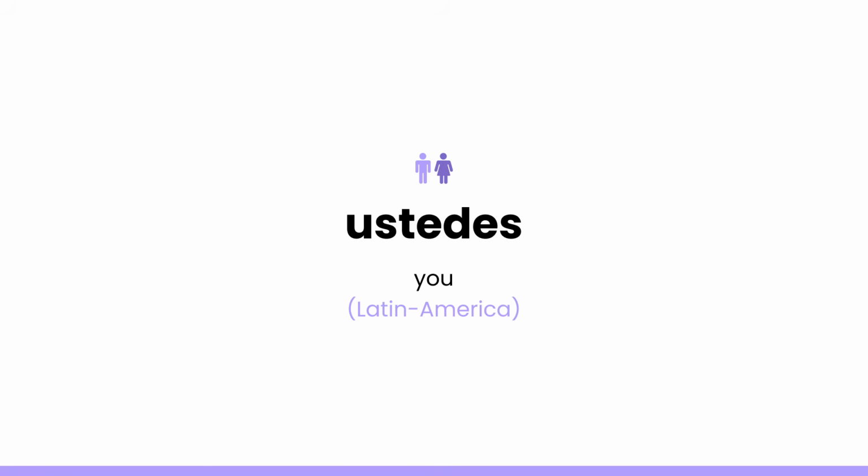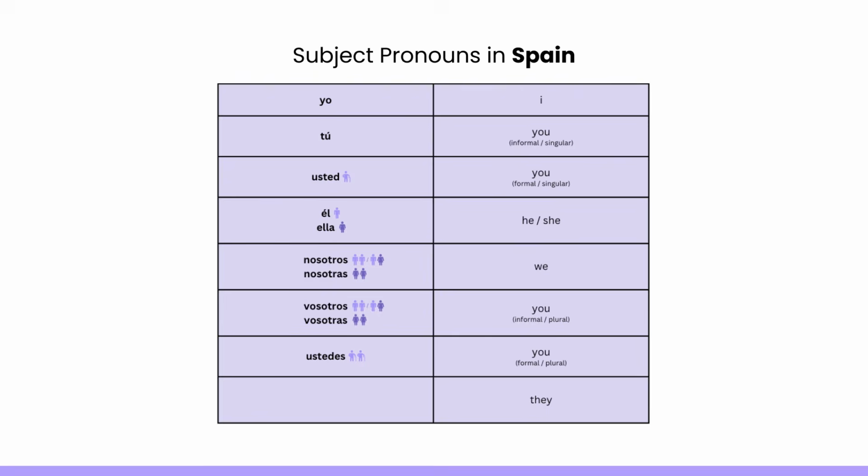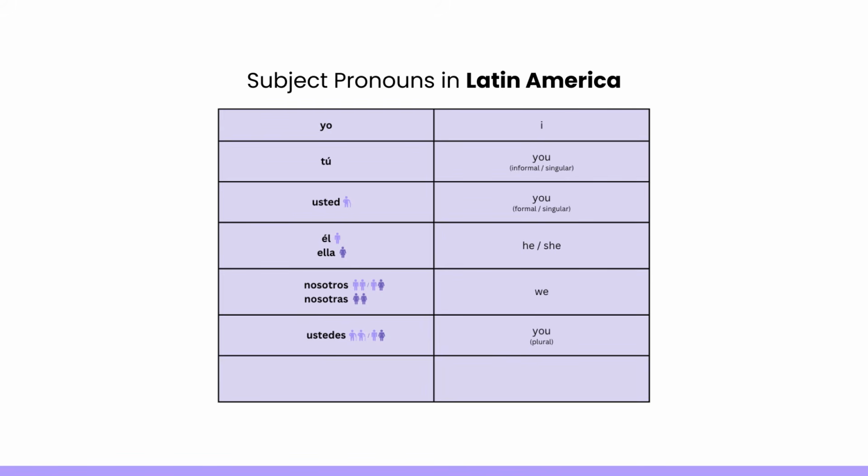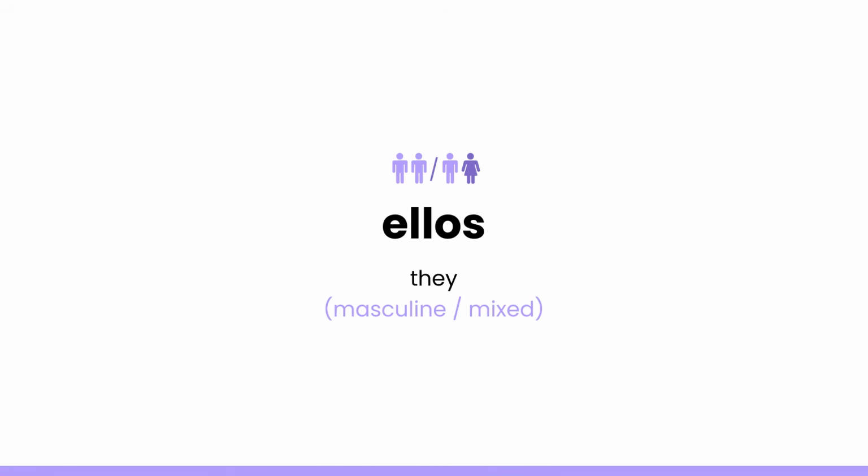Ustedes. Right, so let's write these down in our table as well. And then if you're ready, let's move on to the last subject pronoun that we will learn. So the last subject pronoun is ellos. Ellos. And this means they in Spanish. So ellos, they, either masculine or mixed groups.